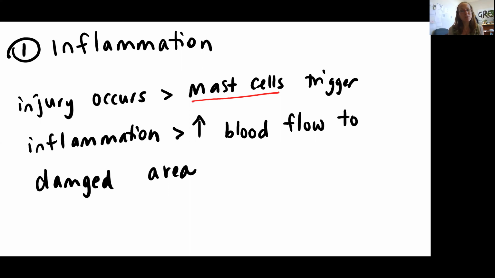When you have inflammation to an area, one of the key things that's happening is you are increasing blood flow to that damaged area. So that's going to bring with it the factors for blood clotting. It's going to bring with it special phagocytic cells that are going to be important in targeting and removing any possible pathogens, as well as cleaning up damaged tissue.